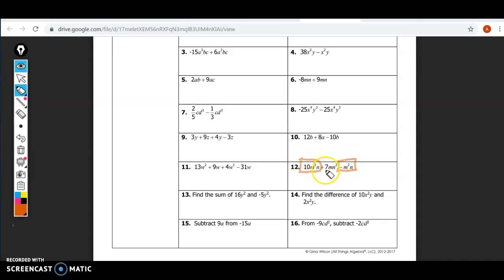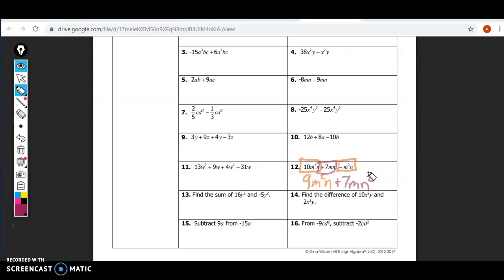Even though the 7 has an m and an n next to it, because it doesn't have the same exponents with the letters, with the variables, you cannot combine it with the other terms. 10m squared n minus m squared n makes 9, and you leave the variables the same with the same exponents. Then, since your other monomial only had 1 right here, you're going to leave it as the 7mn squared.